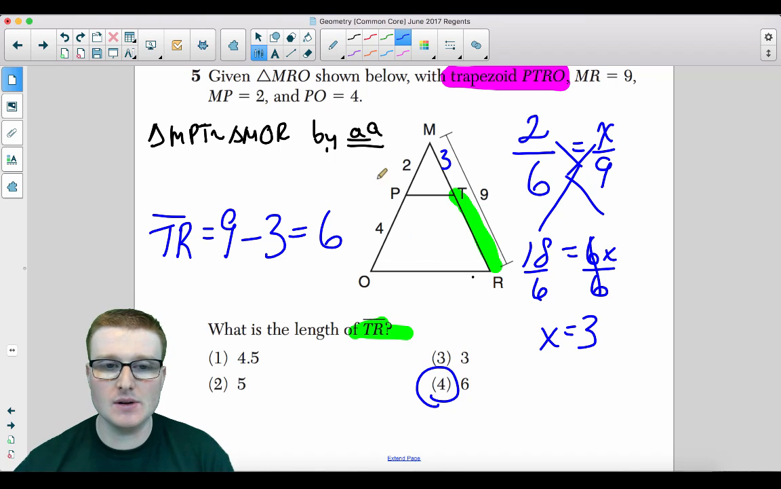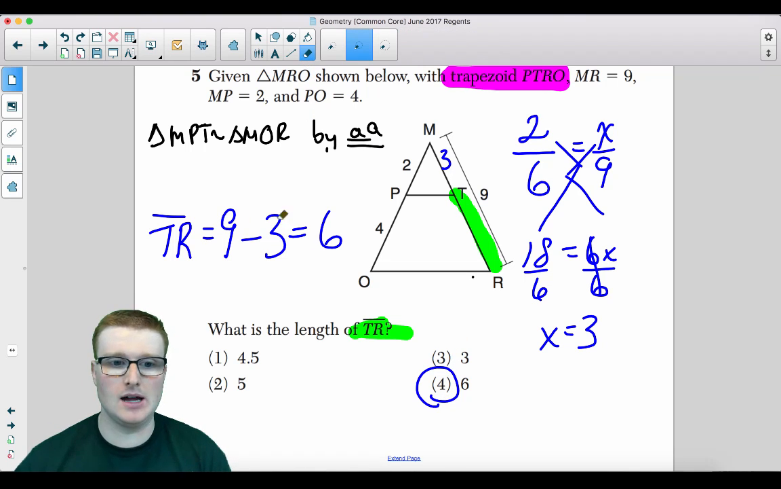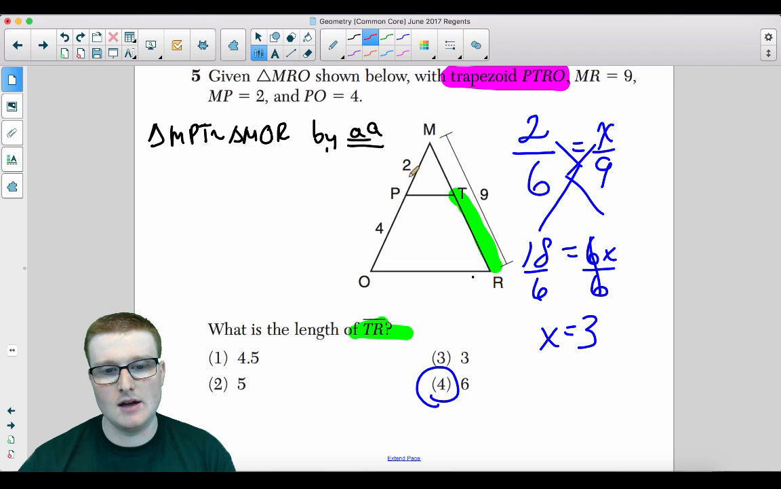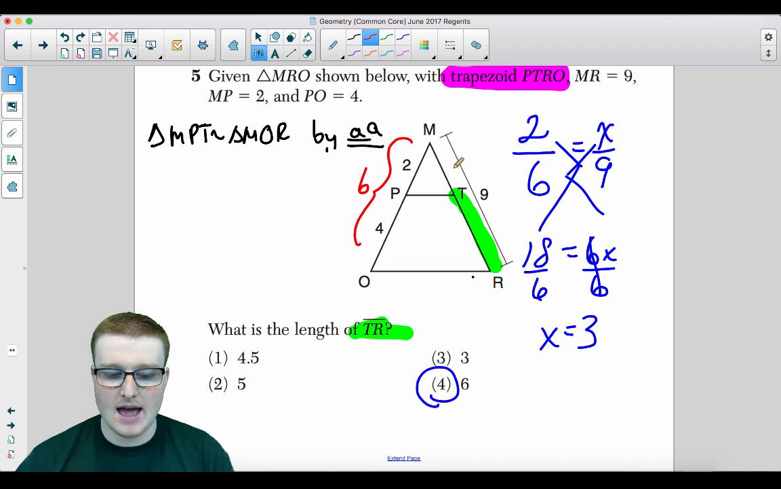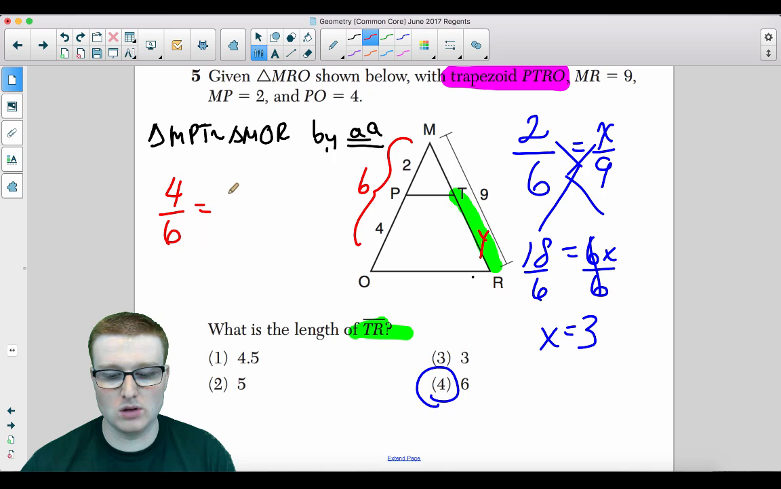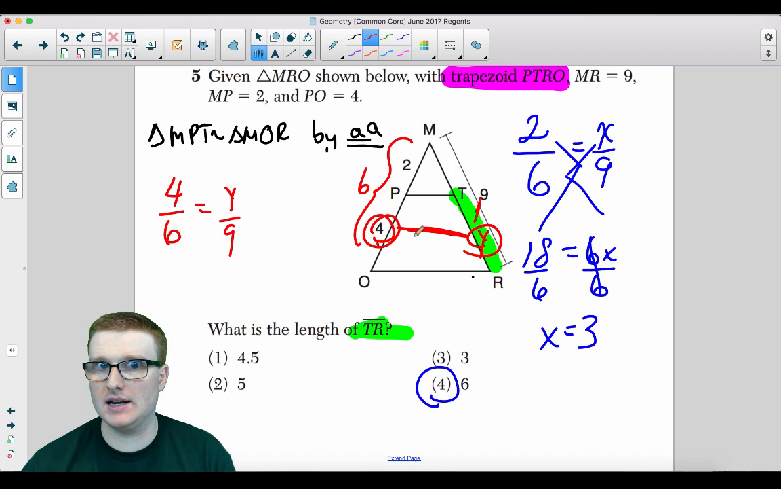Let's just say you didn't want to do it that way. That's perfectly fine. That's one way. Let's do it another. The other way to do it is to say 4 is to the length of 6 again, as now just y is to 9. You could do that. That's perfectly fine. So I could just go right for TR and just get y. So we could again do 4 over 6 equals y over 9. The reason why: small to big, and the 4 and the y are corresponding to each other.